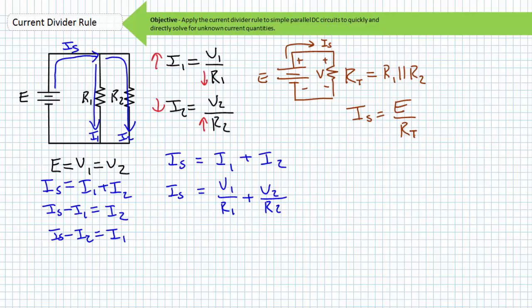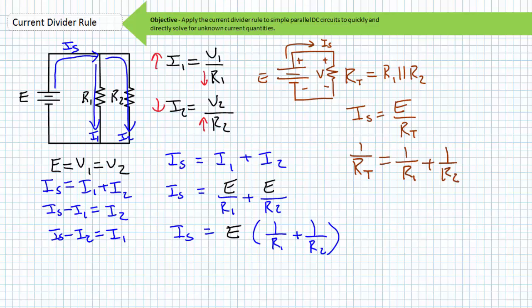Because voltage across elements in a parallel circuit is the same, it is a like term in our Kirchhoff's current law equation, and we can factor it out, where IS equals E times parentheses 1 divided by R1 plus 1 divided by R2, close parentheses. Using our understanding of the sum of conductances parallel resistance formula, we can substitute this into the equation, where IS equals E times 1 divided by RT, and in its most simplified form, IS equals source voltage divided by total resistance.